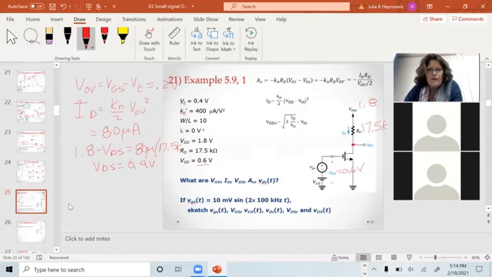Okay, what else did I want to know? I wanted to know the voltage gain. And I've got this silly equation for the voltage gain. You can tell I hate that. Kn prime 400 times 10. That would be the Kn part. RD, 17.5. And we've got VGS minus VT is 0.2. We plug all that into that equation up on the top. We get AV is minus, don't forget the minus sign for the common source. And that is minus 14.